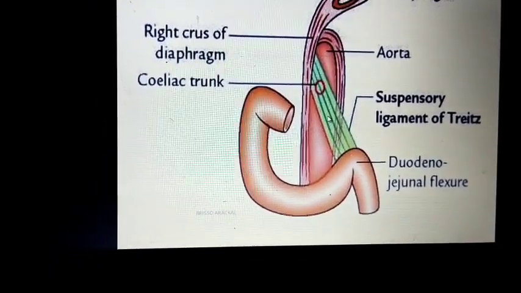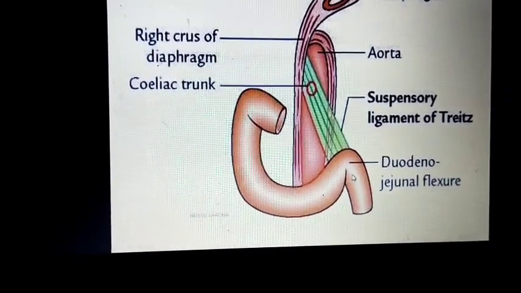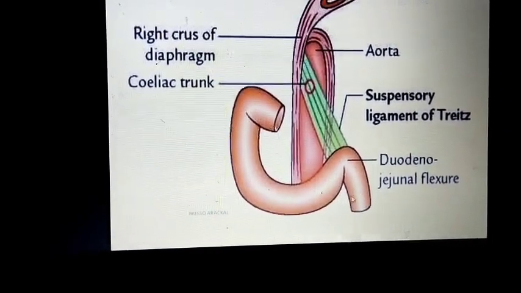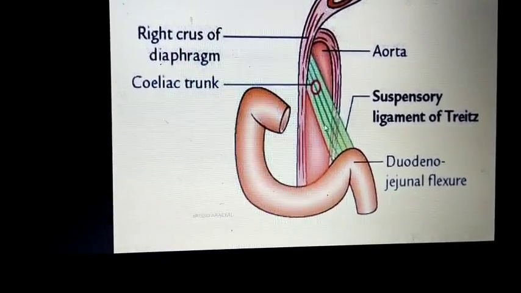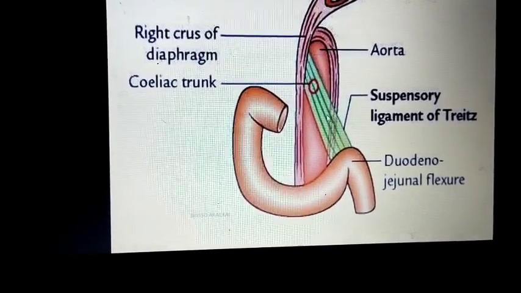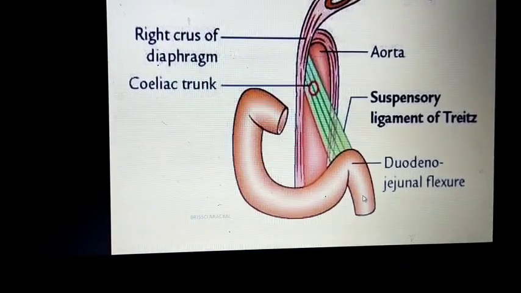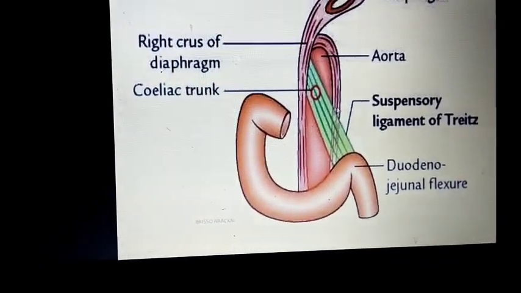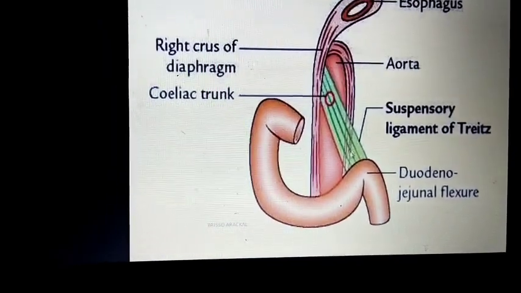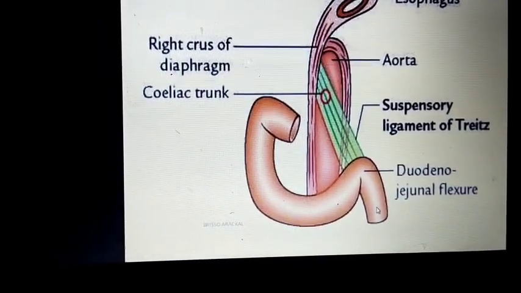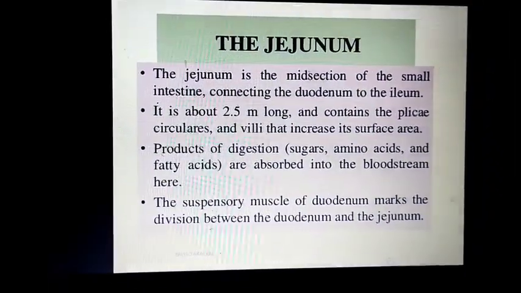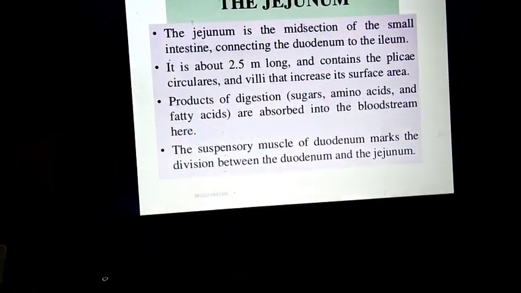Another applied anatomy point is the identification of the jejunum during surgery: we identify this suspensory ligament of Treitz, and by that we identify the jejunum. During a gastrojejunostomy, we can identify the jejunum by this ligament. Can go for the next slide. Now we can go for the jejunum.